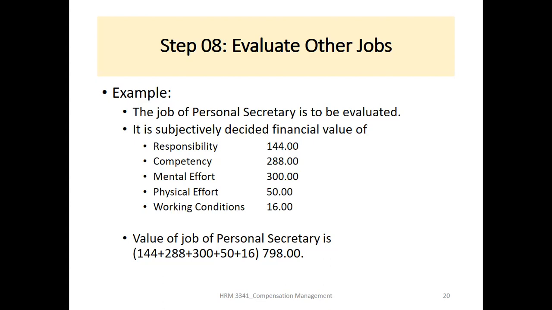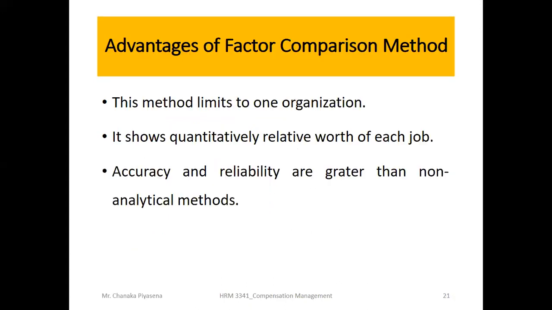By accumulating this total value, we can assign a numeric value for each and every job of the organization. In here, this number represents the numeric value of the job. That is why we call this method quantitative, not a qualitative method. Then these are the main advantages of the factor comparison method.